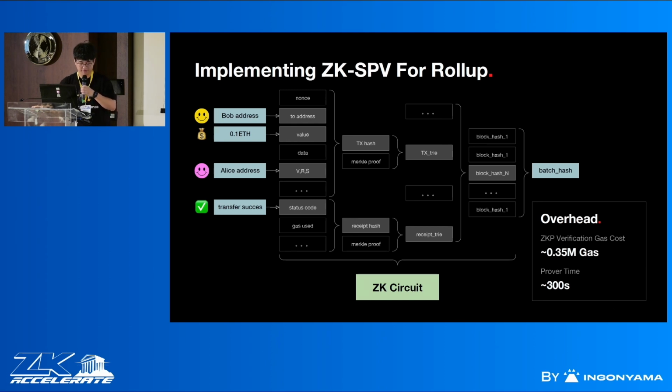In our product, the cost of the ZKP verification is only about 0.35 million gas, and the proof time is about 300 seconds.